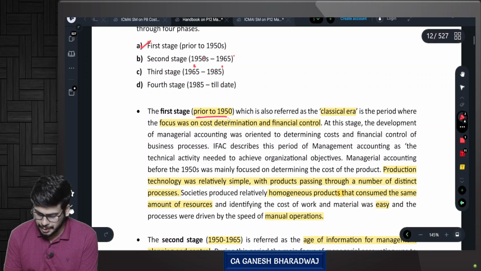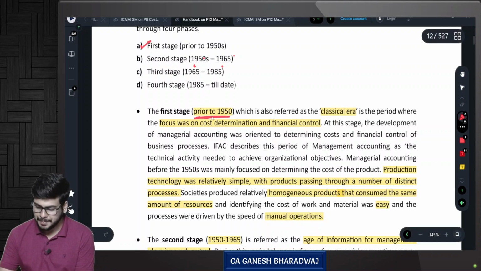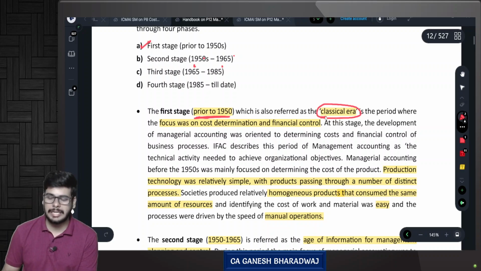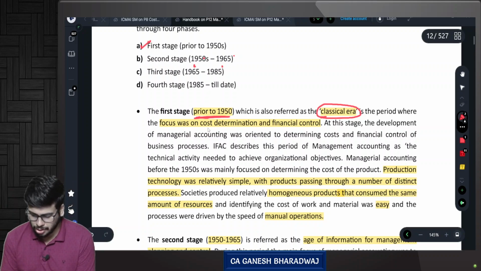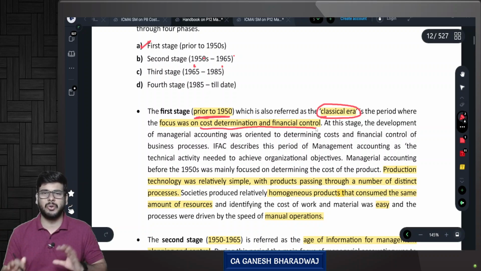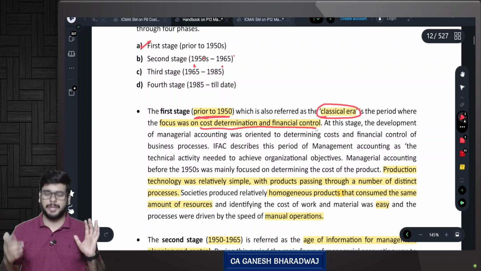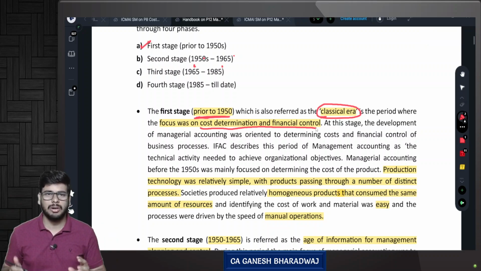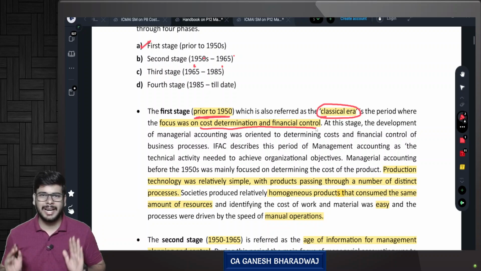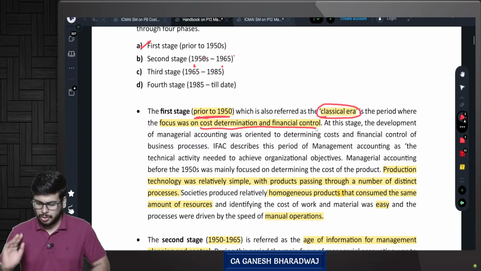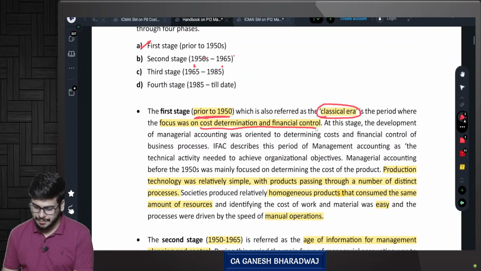First stage, prior to the 1950s, was called the classic era. Classic means what? Old, vintage, traditional. Fine. Now the focus was on cost determination and financial control. They didn't even think about management. Anywhere that the word management comes in, no. Find out, calculate the total cost and make some decent amount of control. That was the objective before the 1950s.